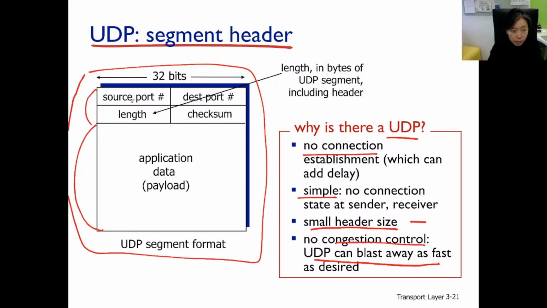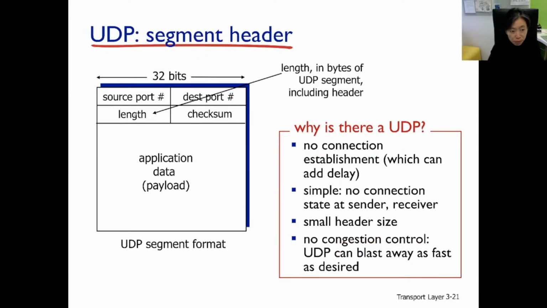So there are 4 fields in the header: the source and the destination port number, which we've already talked about. The 2 other fields we have not yet talked about are length and checksum. Length is the size of the UDP segment entirely, including header and data, and the unit to count the length is byte. Last is the checksum.